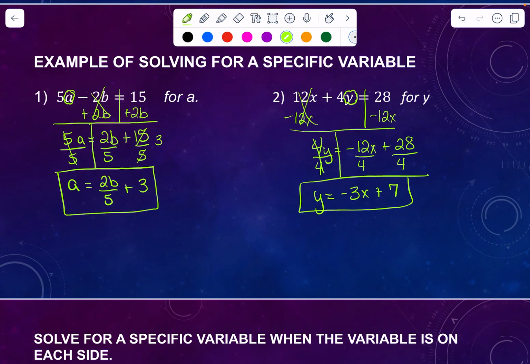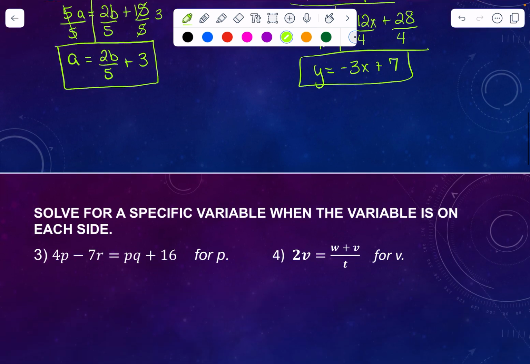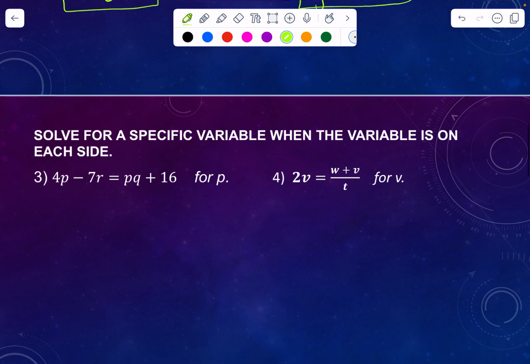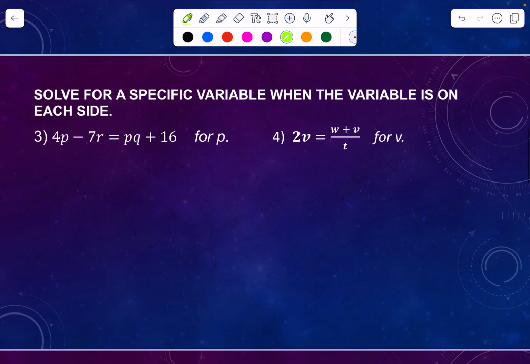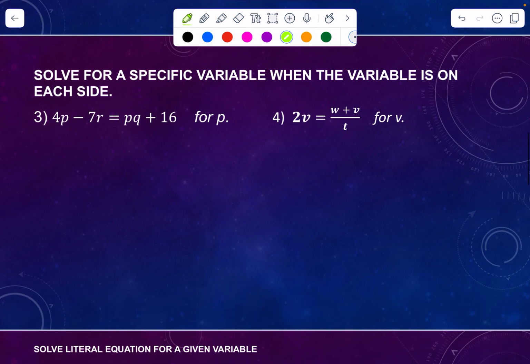literal equation. Now, this next part, we have to do one particular step in here, and that is when we have variables on each side. Okay, so just like when we had x's on both sides of the equation, our first goal is to get that letter to the same side. So here I want to solve for p. So what I notice right away is I have a p on both sides.